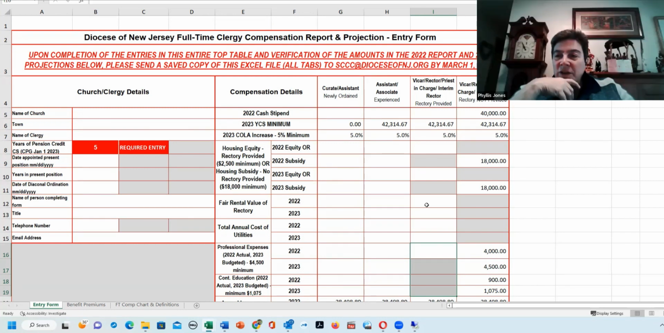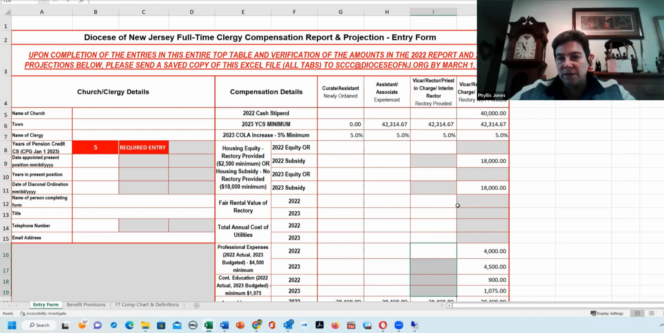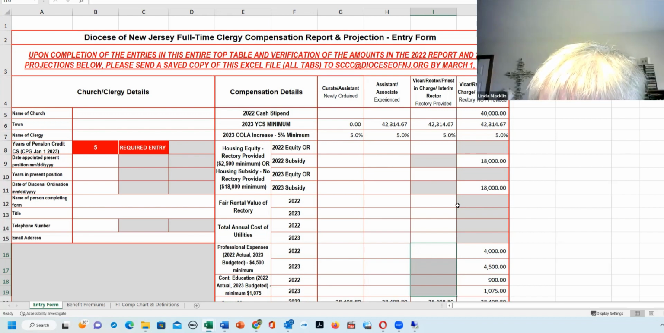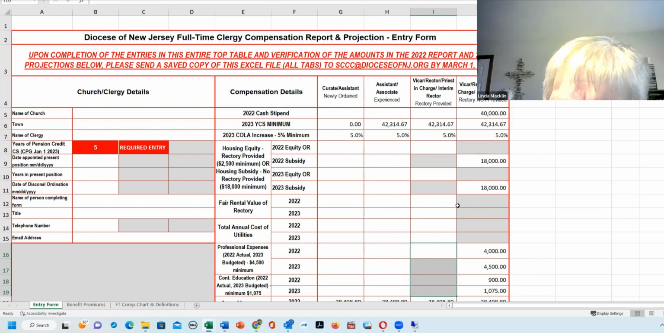So I think you've got some real confusion about the rectory. Since you are renting your rectory, this has nothing to do with it. You're renting your rectory to a third party, not a clergy person, correct? Yes. You don't need to worry about the rectory at all when it comes to this form. This form is only for clergy compensation. Oh, okay. So I really don't have to fill any of the rectory stuff out.